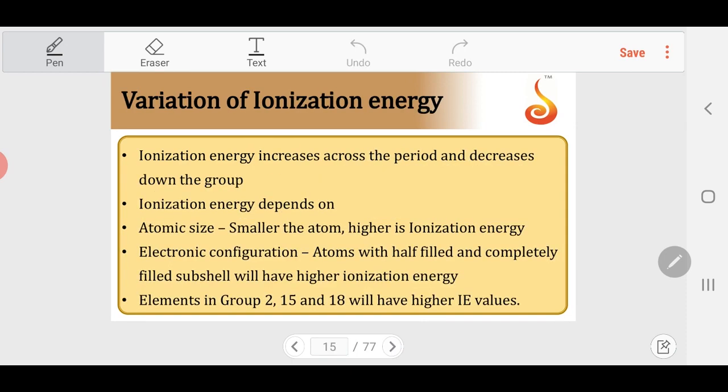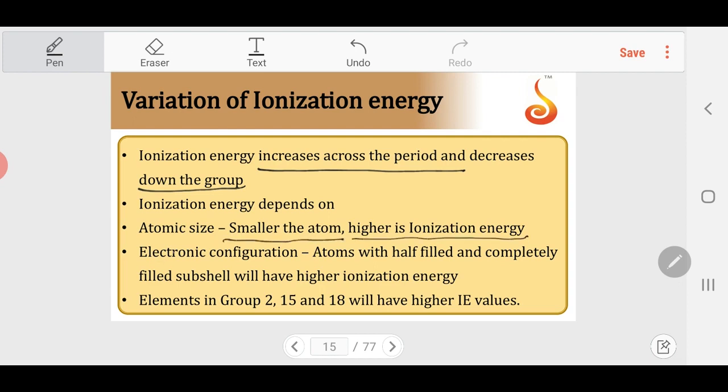How does ionization energy vary across a period and down the group? It generally increases across the period and decreases down the group. Again it depends upon the atomic size. Atomic size decreases across the period, so the size is lesser and the outermost electron is held firmly by the nucleus, so the ionization energy will be high. So the smaller the atom, the higher the ionization energy.